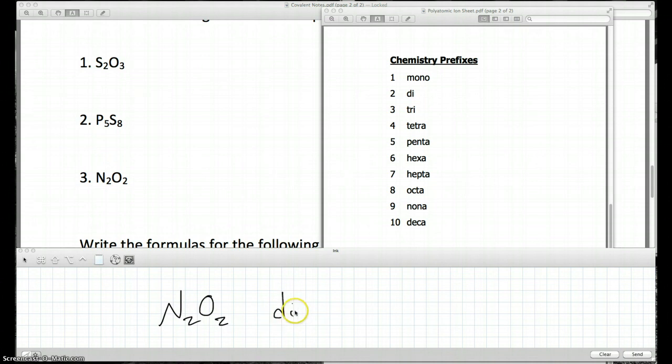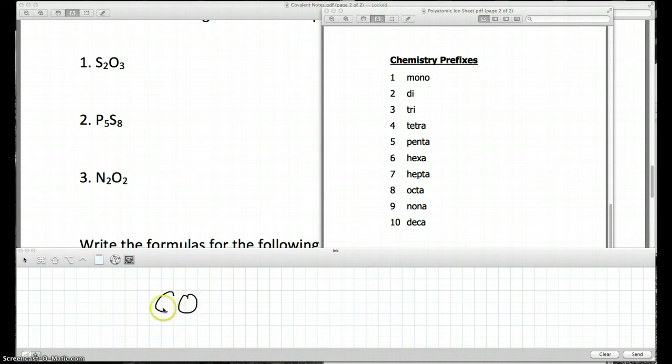N2O2, dinitrogen, dioxide. Now I want to do one more example. It's not on there, but it's a chemical you probably heard of before. CO.